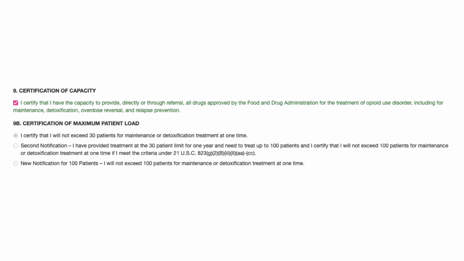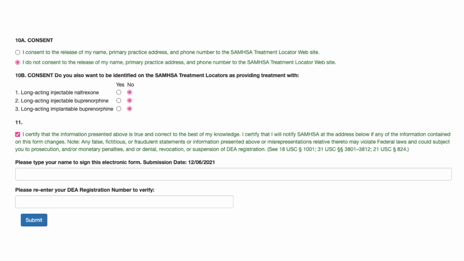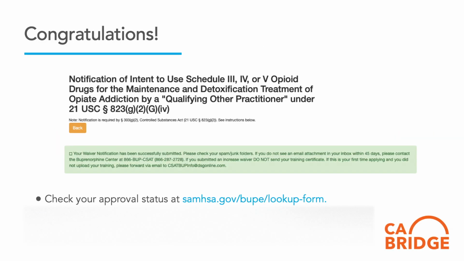For Step 9B, select, I certify that I will not exceed 30 patients for maintenance or detoxification treatment at one time. For Step 10A, choose whether or not you would like to release your name, primary practice address, and phone number to the SAMHSA Treatment Locator website. For Step 10B, select No, No, and No. Select the box for Step 11. Type your name to sign the electronic form and re-enter your DEA number to verify. Click Submit. You should be directed to a page verifying the success of your submission.